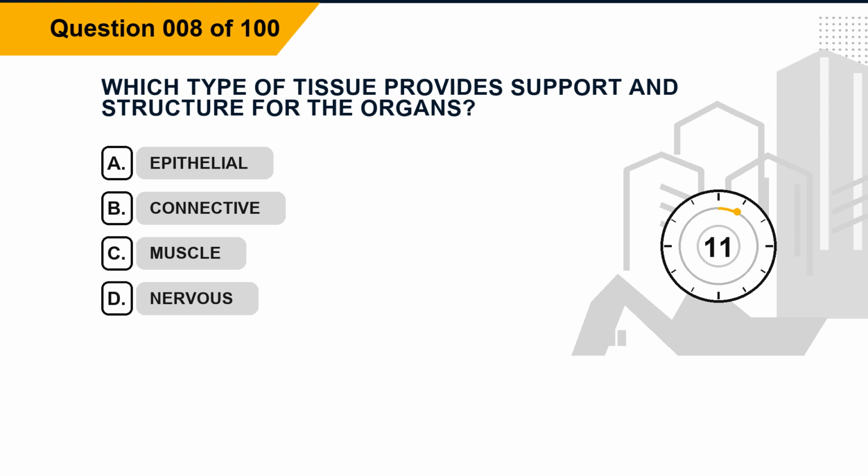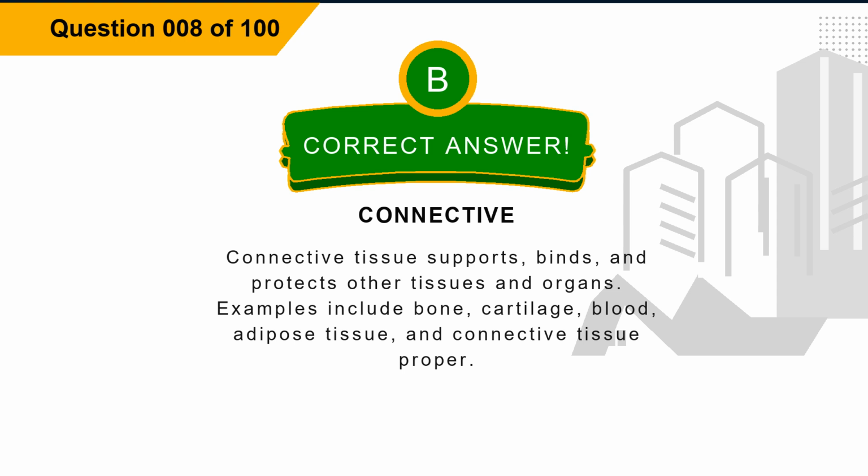Question 8. Which type of tissue provides support and structure for the organs? Option A, epithelial. Option B, connective. Option C, muscle. Option D, nervous. The correct answer is option B, connective.